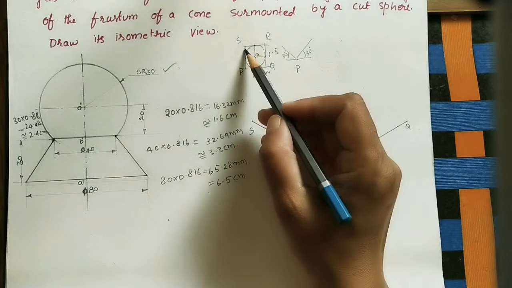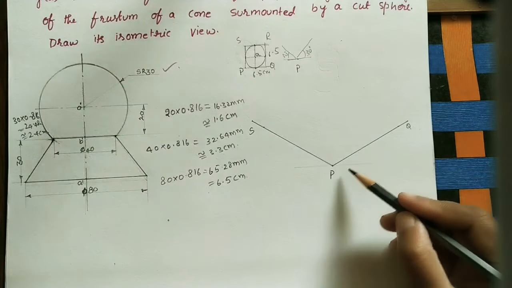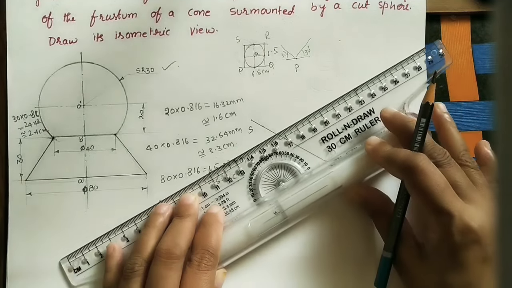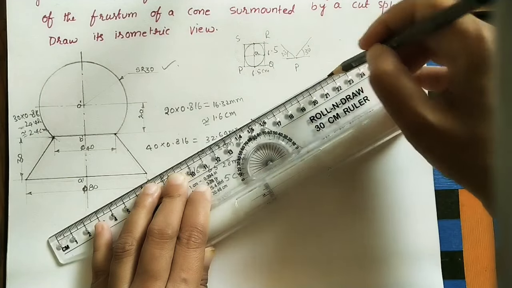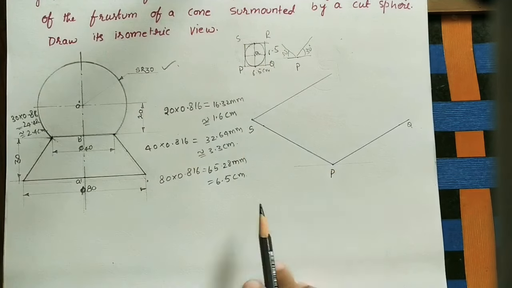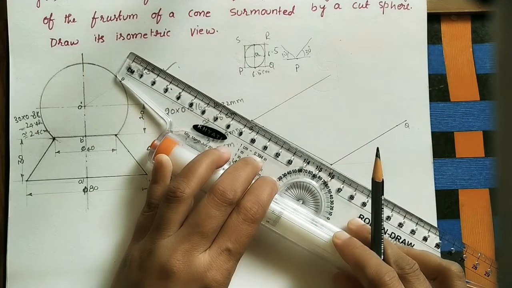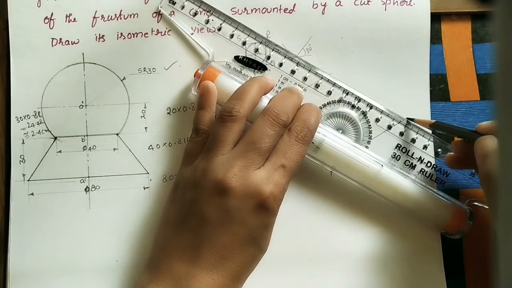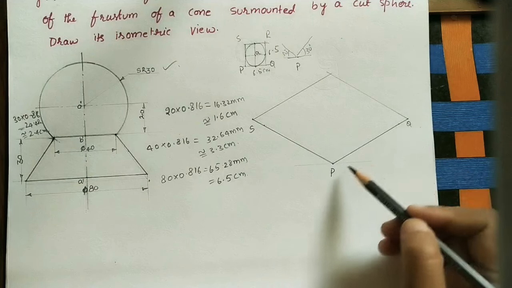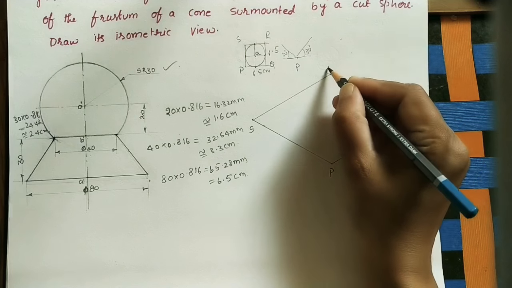Now after that, at S do the SR line. This SR line is parallel to PQ. For getting a parallel line, take this as the reference line. Move the scale up to S, do the line here of some length. At Q also do the QR line parallel to PS. Move the scale to Q and do the line. This square is looking like a rhombus in the isometric view. This intersection point is R point.